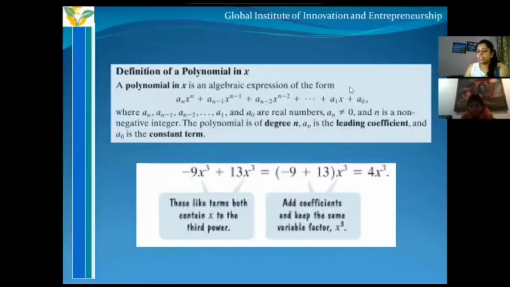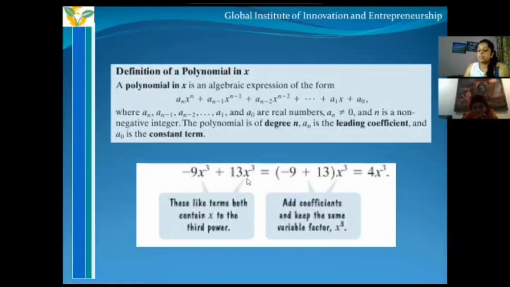I've already told you in the previous slide about the definition of a polynomial in which a_n should not be equal to 0, because if a_n is equal to 0, then we cannot form a polynomial, and n is a non-negative integer. So for a polynomial of degree n, a_n is the leading coefficient and a_0 is the constant term. The first term of a polynomial is called the leading coefficient, and the last term is called what? a_0, that is the constant term. Why is it called a constant term? Because it does not have any variables. Therefore, we call it a constant term.